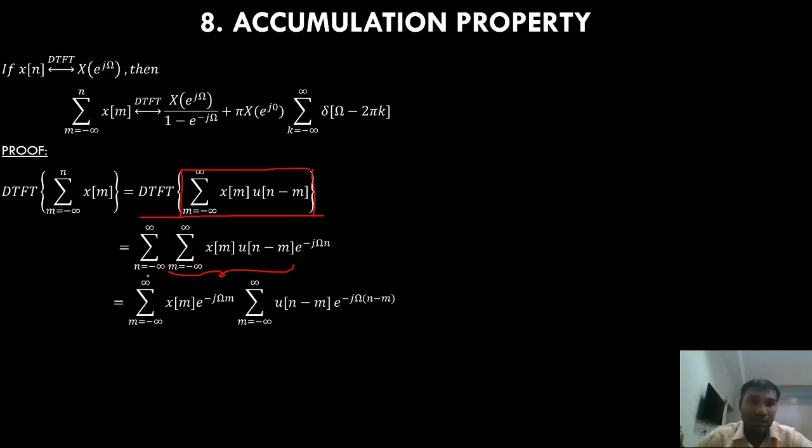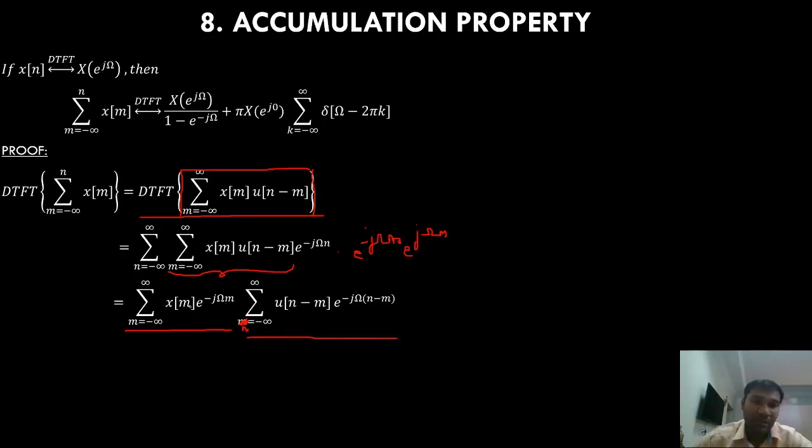Now let me separate the summations. Summation m is equal to minus infinity to infinity x of m. I am introducing a term. I am going to multiply it with e power minus j omega m, and again multiply it with e power j omega m. So if I combine these two terms, it's equal to 1. What I am doing here is separating m terms and n terms. So m terms I am writing separately, and n terms I am writing separately.